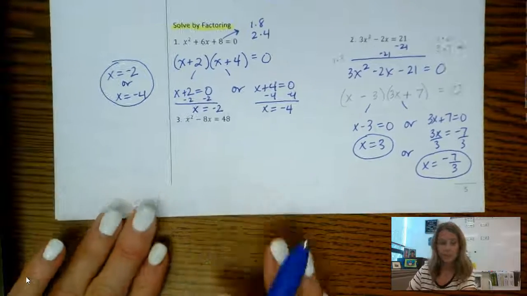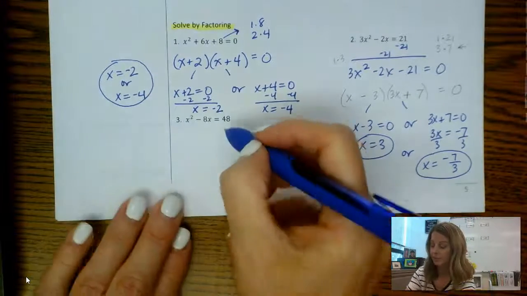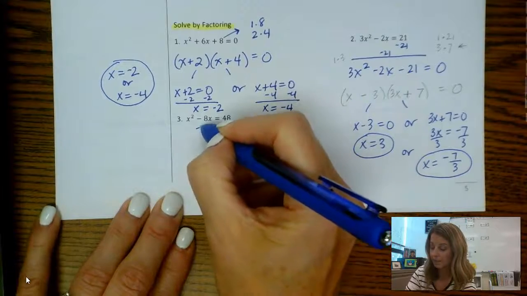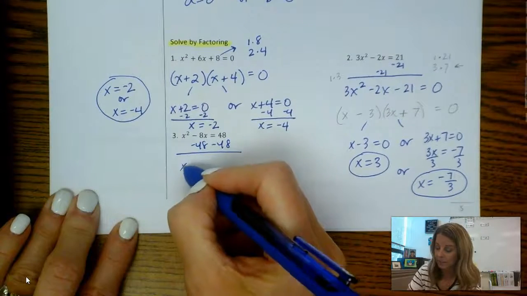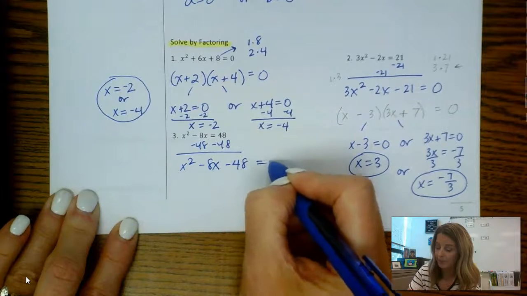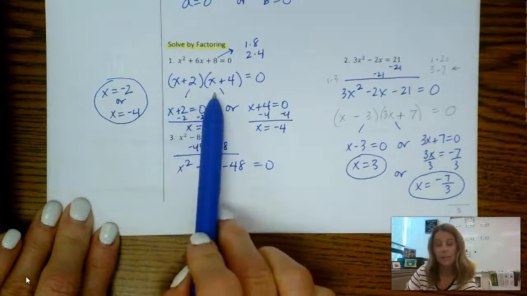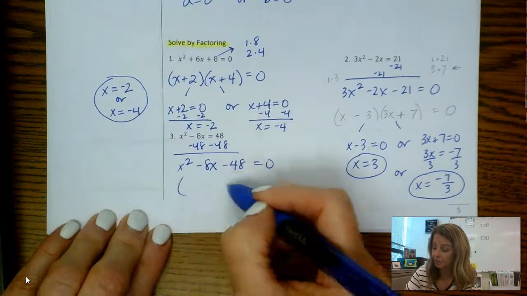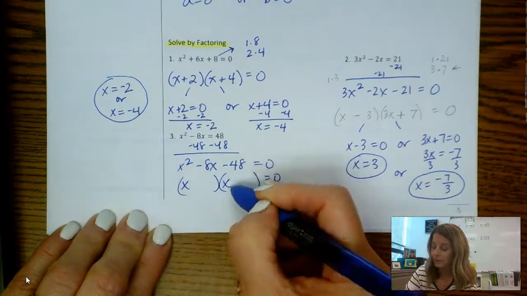All right, last one here on the factoring. I need to shift the 48 to the other side. So I'm going to take away 48 on both sides. X squared minus 8x minus 48 equals 0. Okay, a value is 1. I can do a quick guess and check here. I know it's got to be x times x.